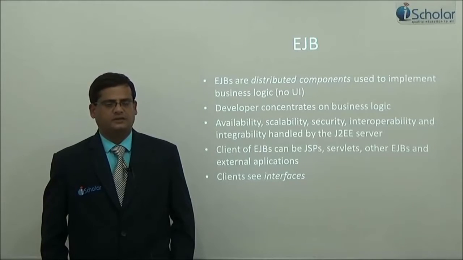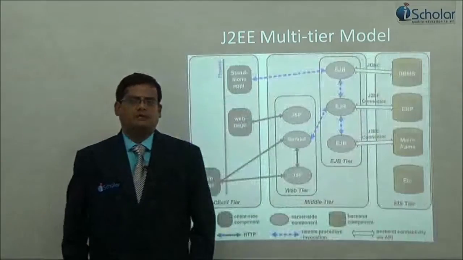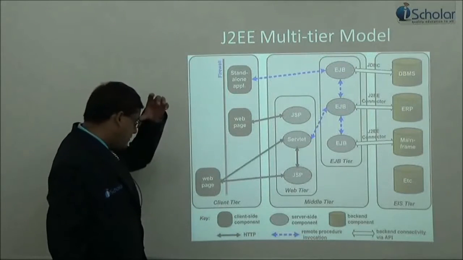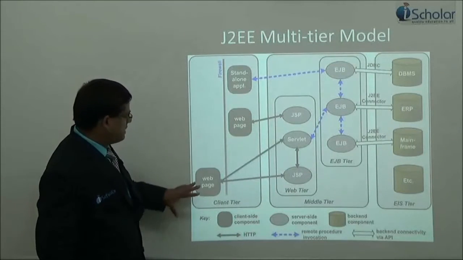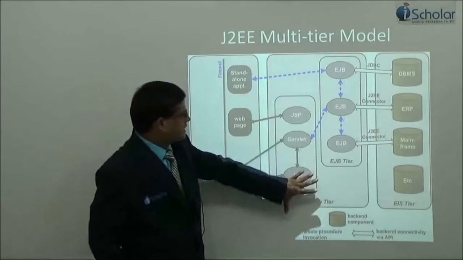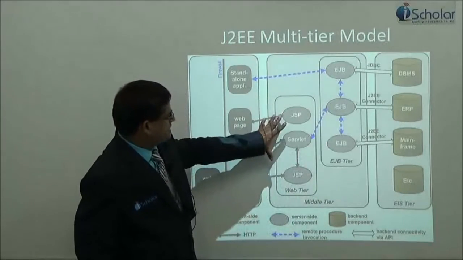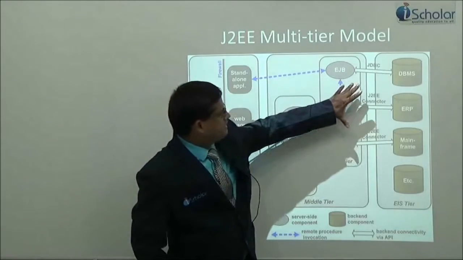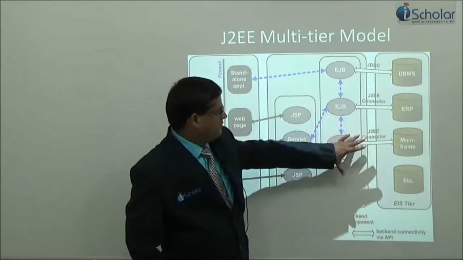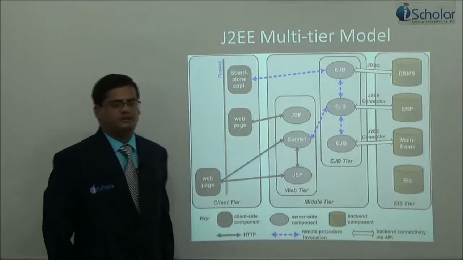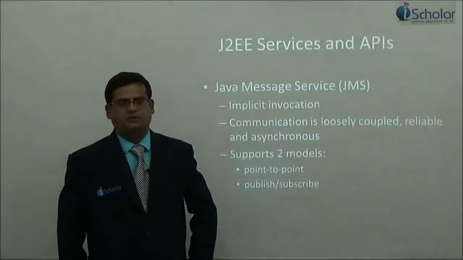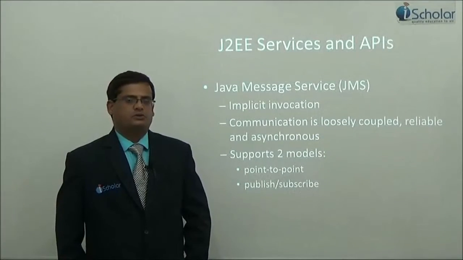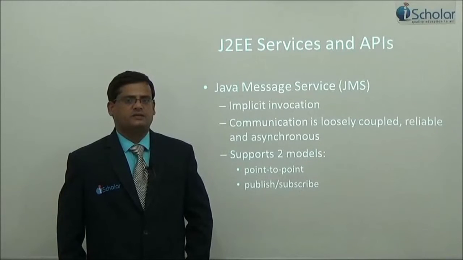When we talk about the J2EE multi-tier model, we can see in the picture how it works. We have a web page, we have a standalone application, and we have a JSP and servlet sitting in the container. The request goes to the JSP and servlet. It takes the help of the EJB container and talks to DBMS, ERP, mainframe, and so on, and this completes the structure of the J2EE application framework.